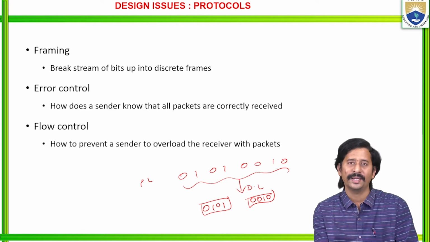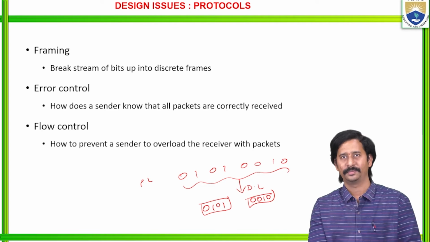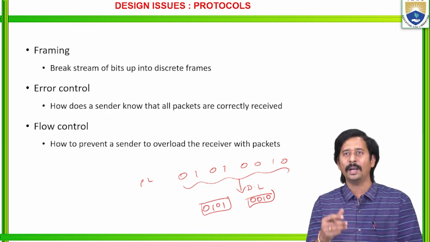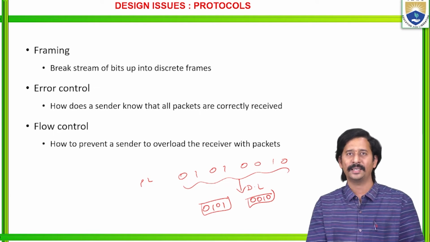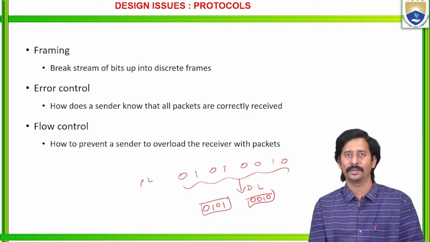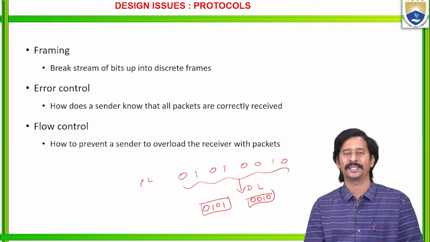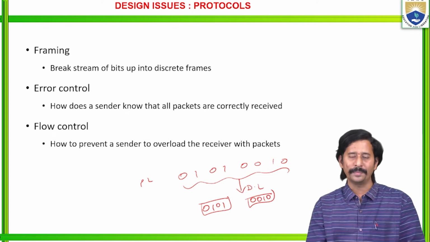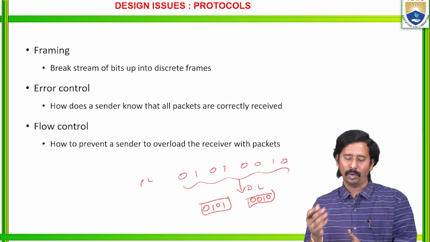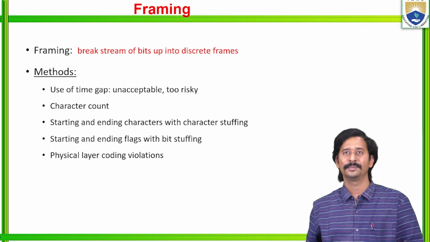Next, error control. How does a sender know that all packets are correctly received? That specifies error control. There are a number of mechanisms to identify errors, as well as for flow control. Next is flow control: how to prevent a sender from overloading the receiver with packets. We already discussed error control and flow control. So these are the various design issues.